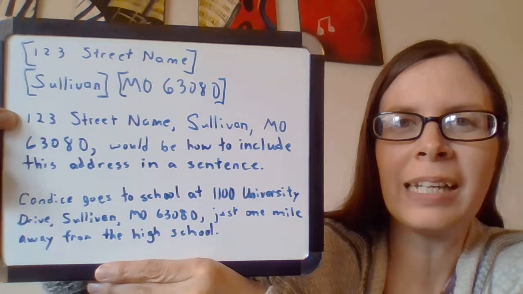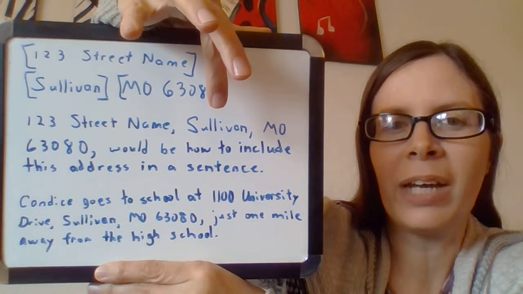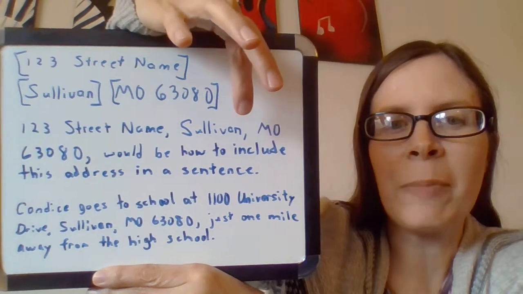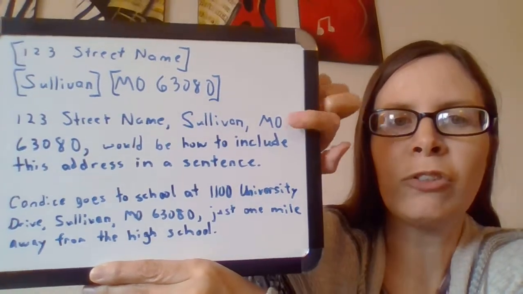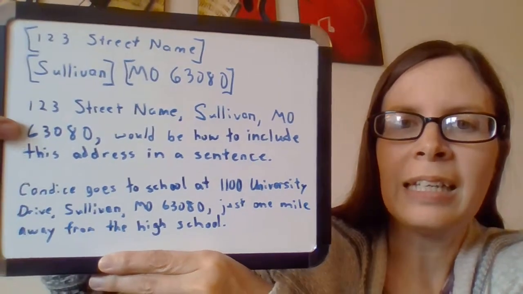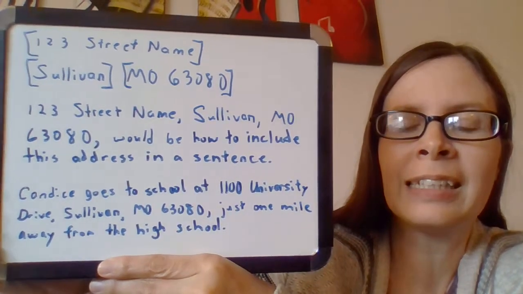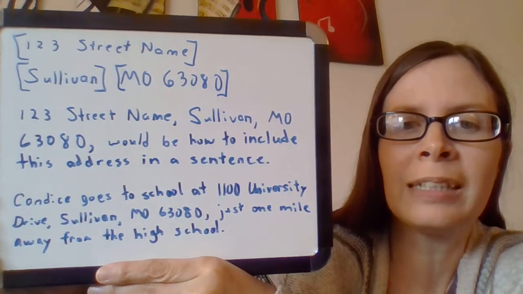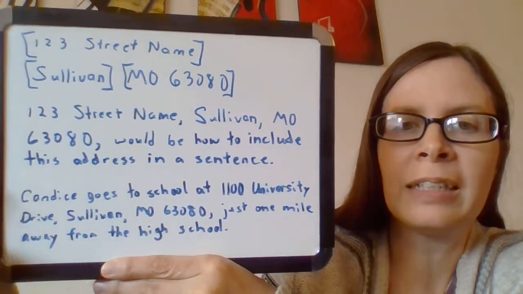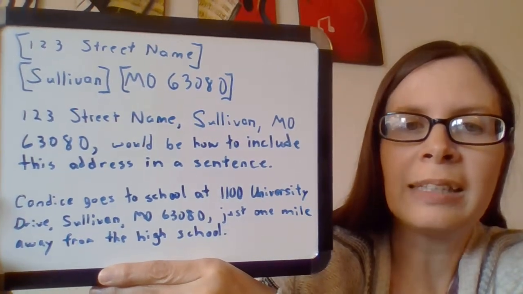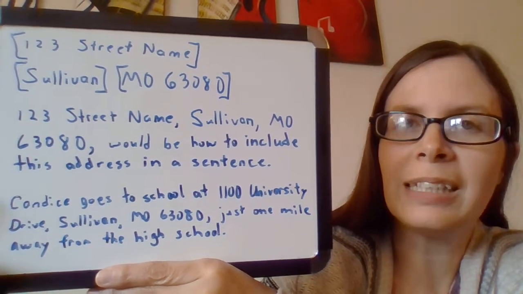That is one item, and it gets a comma to separate it from the next item, which is the city, Sullivan. That one is one item, and it gets a comma to separate it from the next item, which is the state plus the zip code. Now notice there's no comma between the state and the zip code because it counts as one item. Now, if you have an address in a sentence like this and you're going to continue your sentence, you're going to put a comma after that and then continue on with your sentence. Okay, 123 street name, Sullivan, Missouri 63080 would be how to include this address in a sentence.